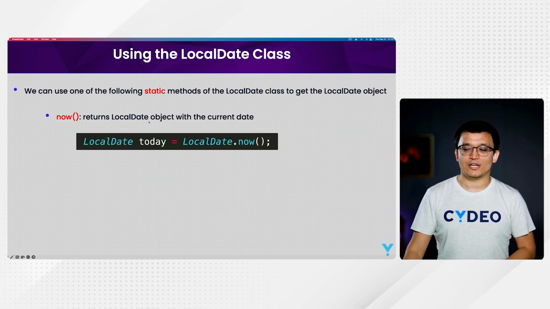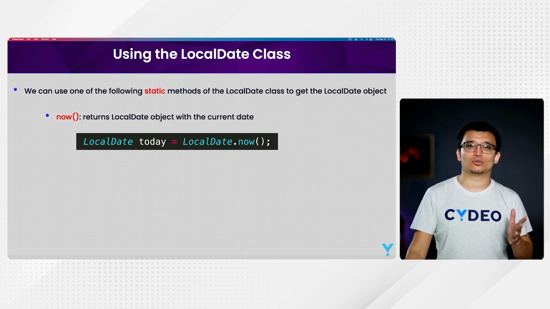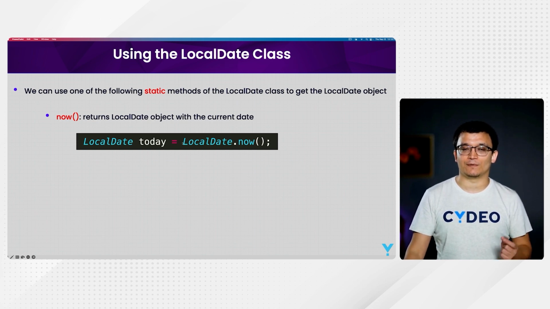For example, this is how I can call the now method. If I want to get today's date from the LocalDate, I will call the now method. It's going to return me a LocalDate object with today's date in it. And then I can assign it to a LocalDate variable if I wish to reuse this LocalDate object. So this now method is one way to get the LocalDate object.